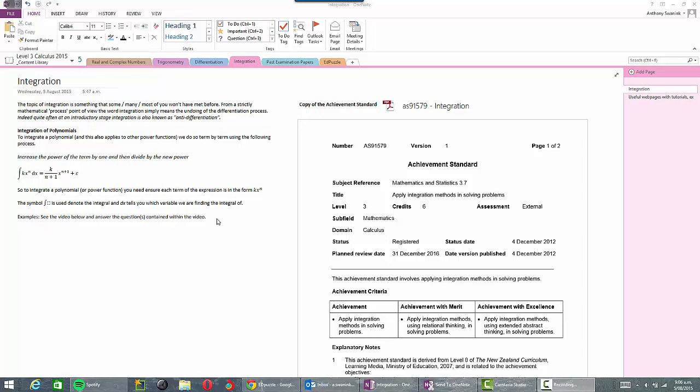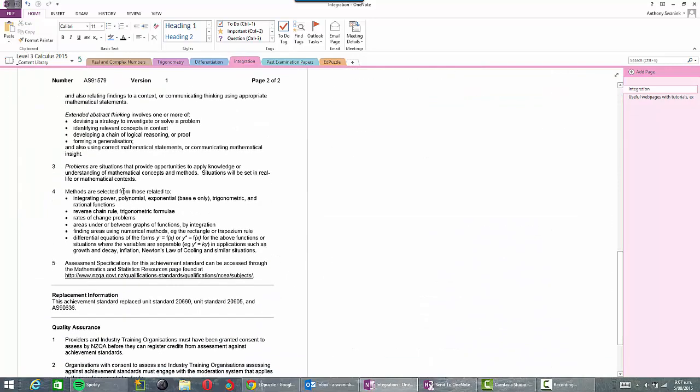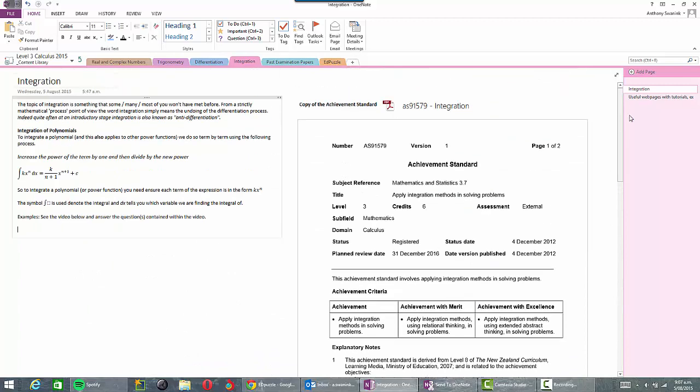Now I just want to remind you of some of the material which is going up onto the OneNote that you should be accessing at times. Here is some material I've put up about integration, a few notes which are pretty similar to what's in your workbook on page 169, but this is another place where you can find that, and a brief explanation of the idea of integration. A copy of the achievement standard is here, and when you scroll down, the rest of the achievement standard is there.